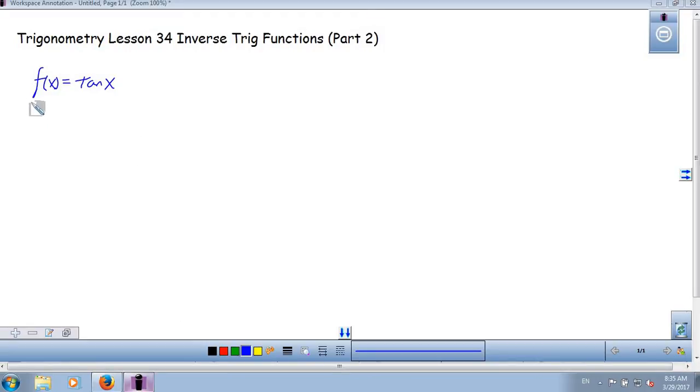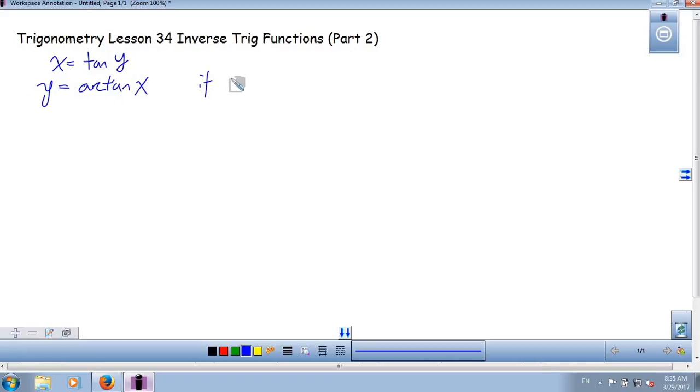Okay, so let's go ahead. Actually, let me rewrite this. Okay, so y is equal to arctan x when x is equal to tangent of y. Alright, so when would this be true? When would this be true?